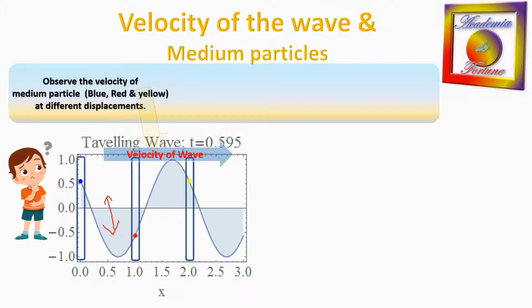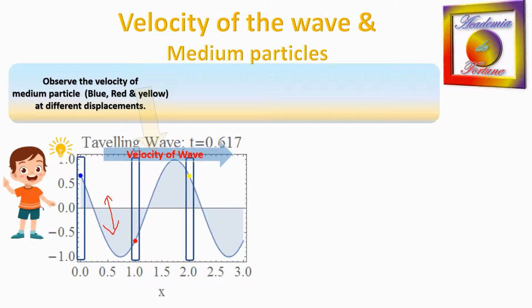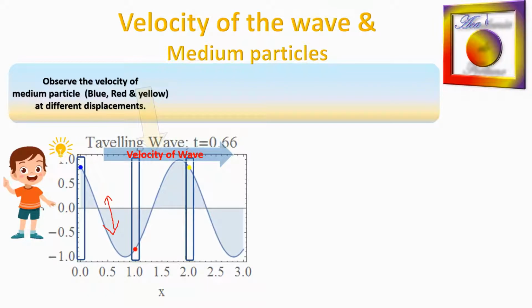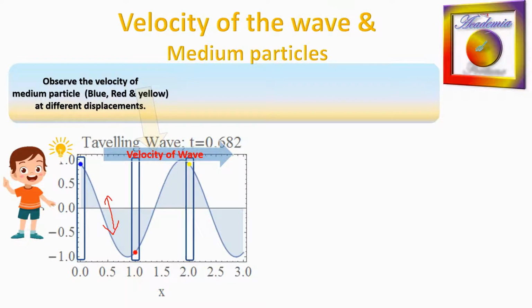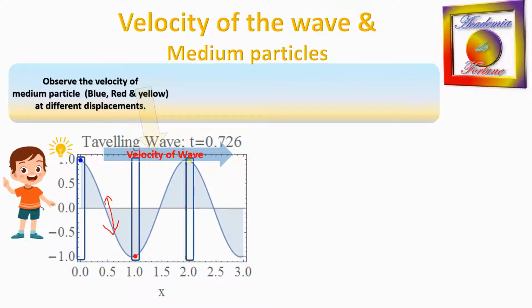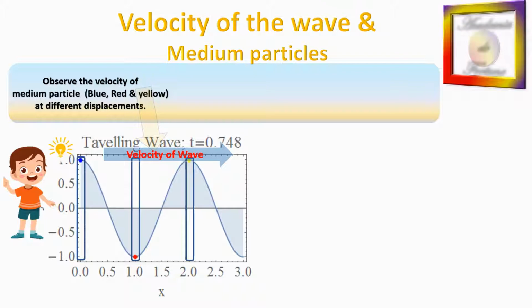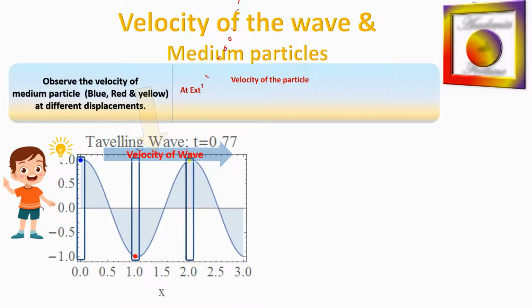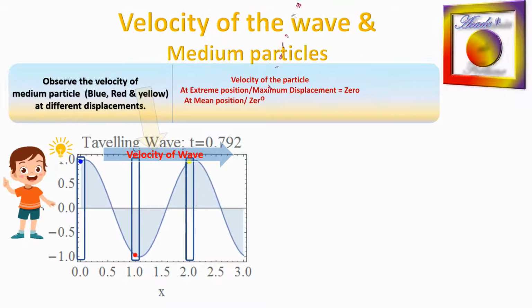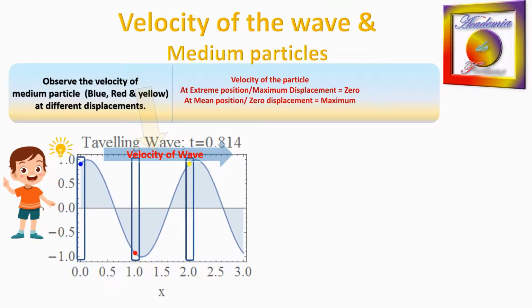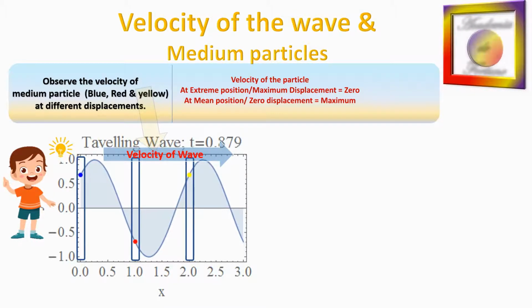So, we established the fact here that medium particles are just oscillating up and down, they are not going with the wave. It is only the disturbance which travels through. Also, have a look that the velocity of the particle at extreme positions, for example at crests or troughs, is zero. Whereas at mean position, or you can say at undisturbed position, the velocity of the medium particle is maximum.